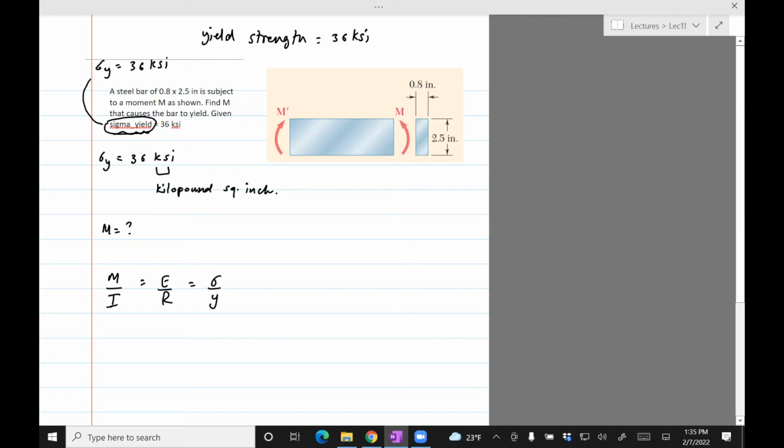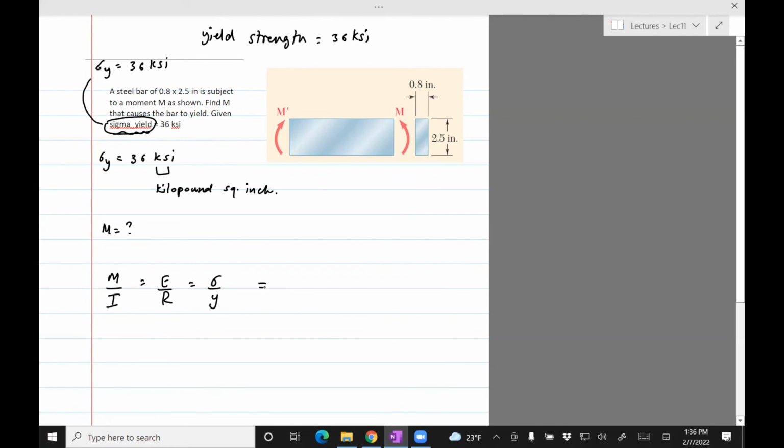Okay, so we're not given Young's modulus E. We don't know the radius of curvature R. So there are two equations sitting in there, right? You could equate the first part to the middle one to the end one, or you could equate the first part to the third one. It's not three, but two equations, because there are two equal signs.